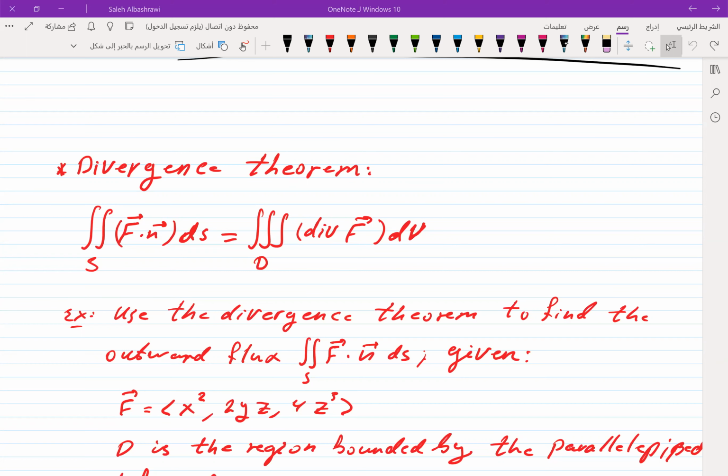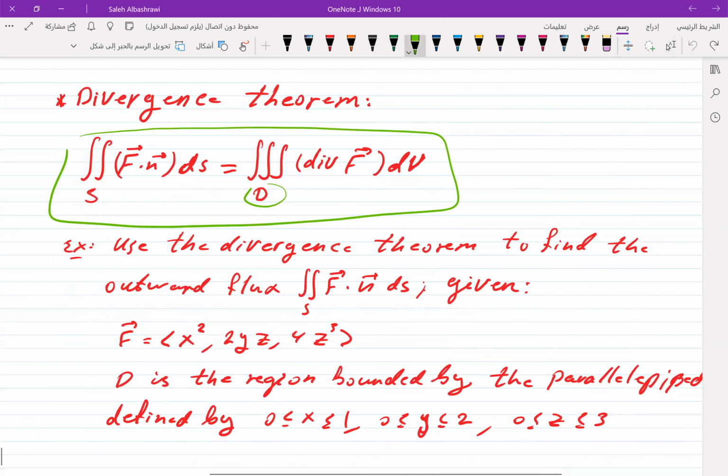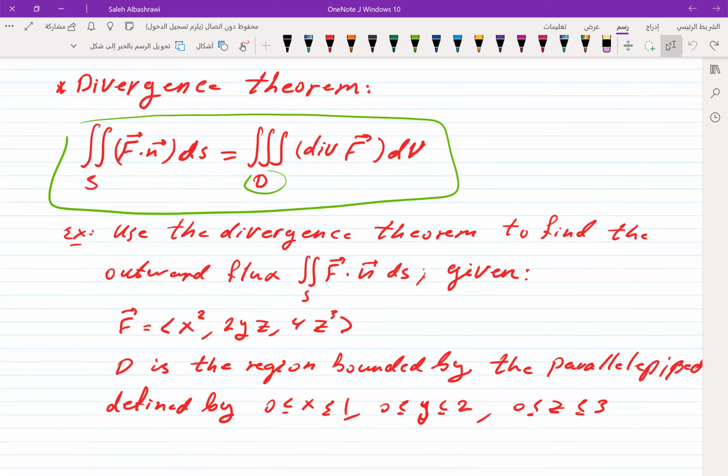So the flux is equal to the flux of a given vector function F dot n, equal to the triple integral over the given region D of the divergence of the vector function F, or the vector field. And we gave different examples before, and in this part also we are going to give more examples.